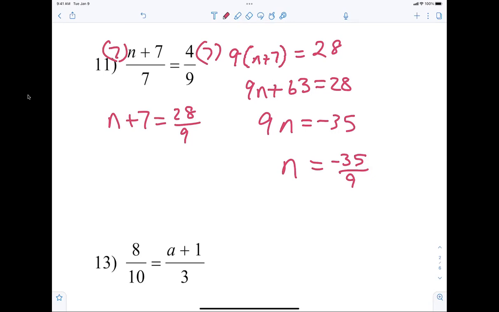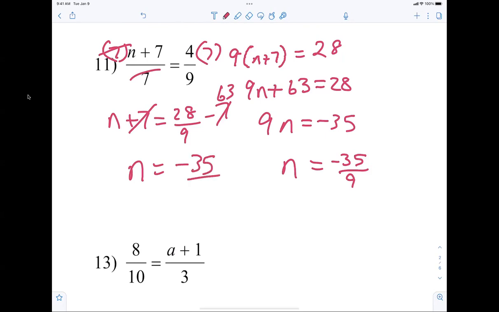You don't have to look at it as a proportion. Just watch, guys. Look up here on the board. If I multiply by 7, this 7 and this 7 cancel. And 4 times 7 is 28, right? And now to solve that, I'm going to subtract 7, correct? And when I subtract 7, 7 has how many ninths? 63. And what's 28 minus 63?